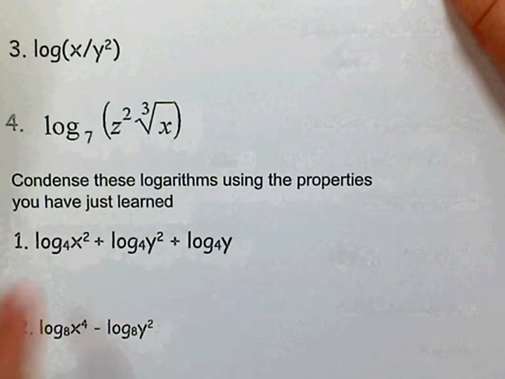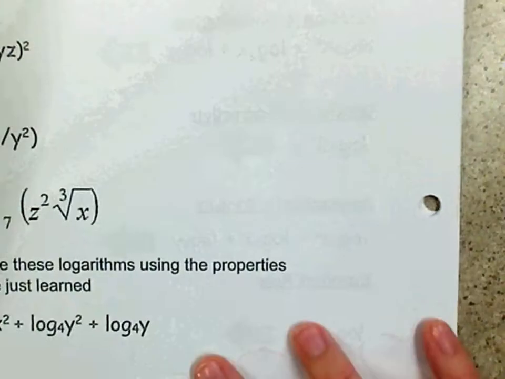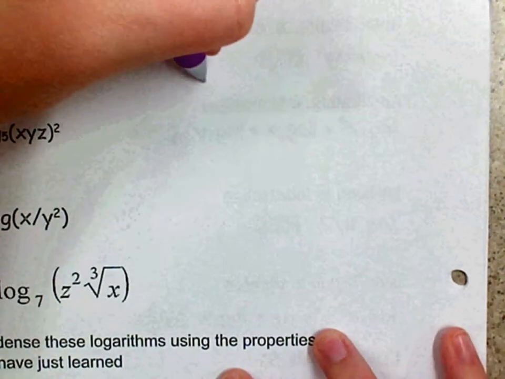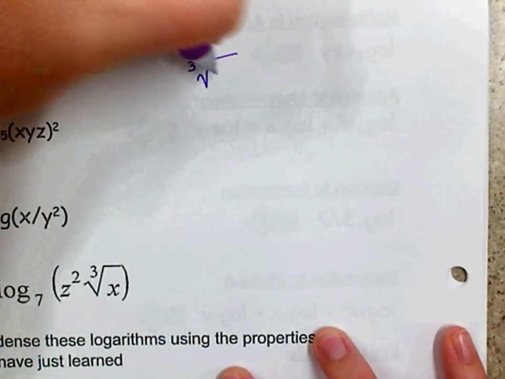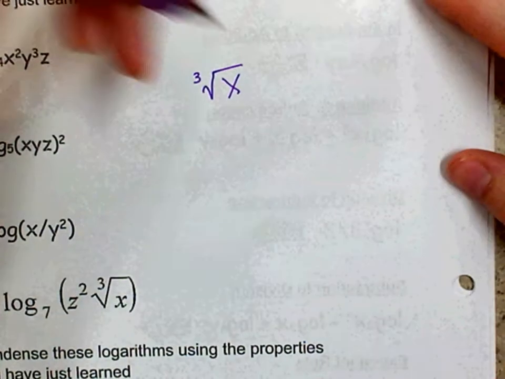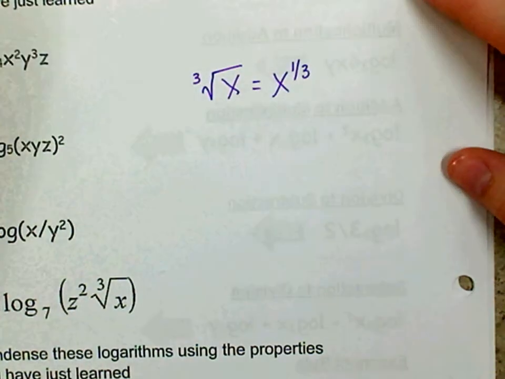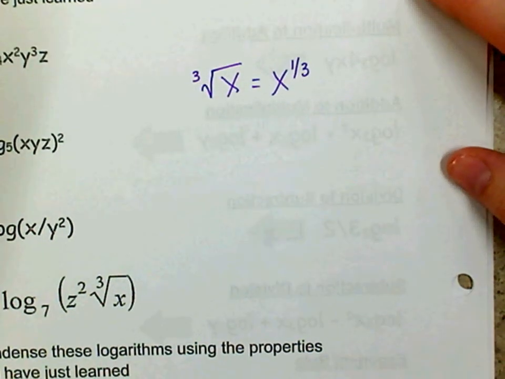Okay, so one thing to remember, just make this a side note in your notes. If you ever have something like the cubed root of x, that is the same thing as if I wrote x to the 1/3 power, like x to the 1 over 3.